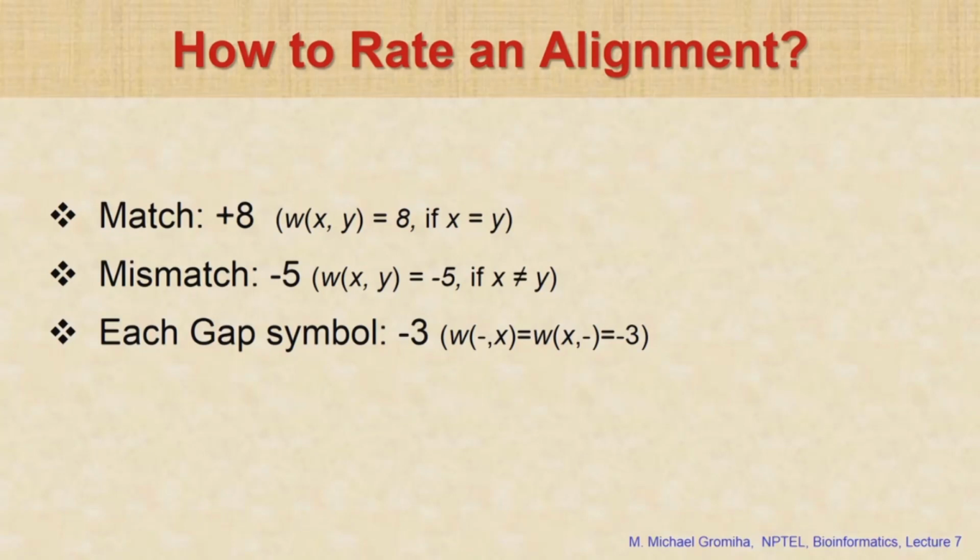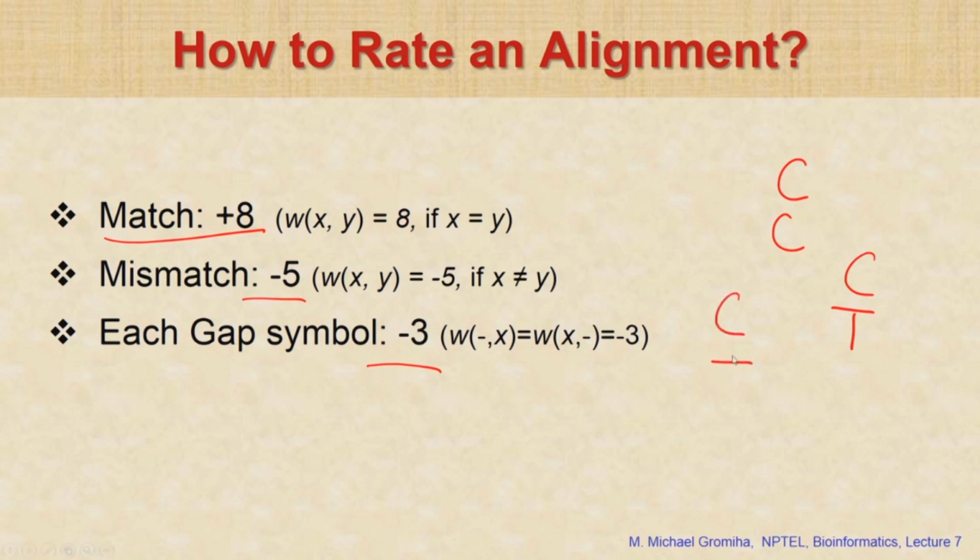For example, if we give a scoring function, for a match we give a score of +8, for a mismatch we give -5, and for a gap symbol we give minus 3. For example, if it is a match, the weight of x comma y equals 8 if x equals y. If it is a C and then a C, we can see this match score equals 8. Mismatch score if x is not equal to y, for example, one is C and another is T, we can give this score minus 5. Gap symbol we give minus 3, for example, there is C and the gap, give minus 3.